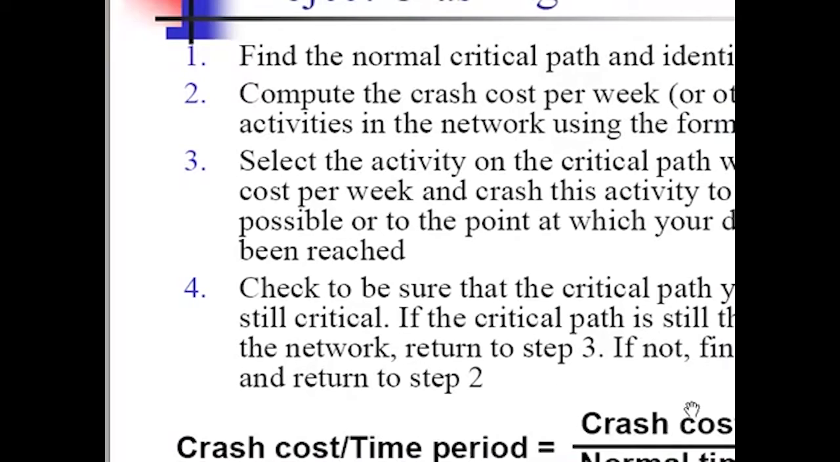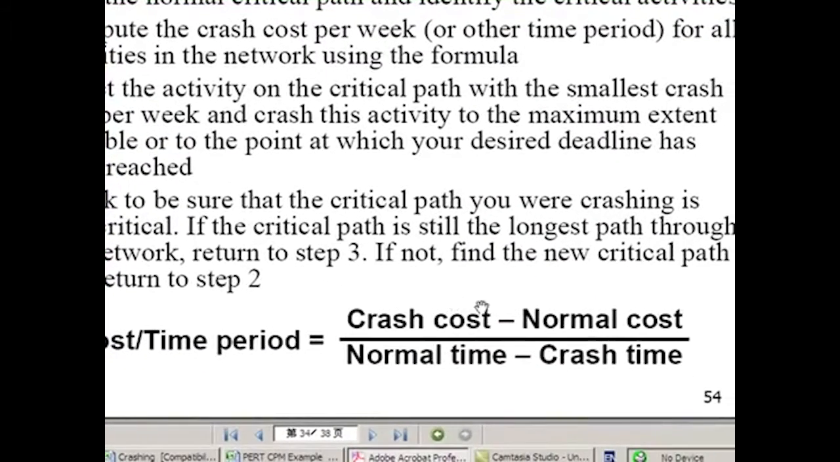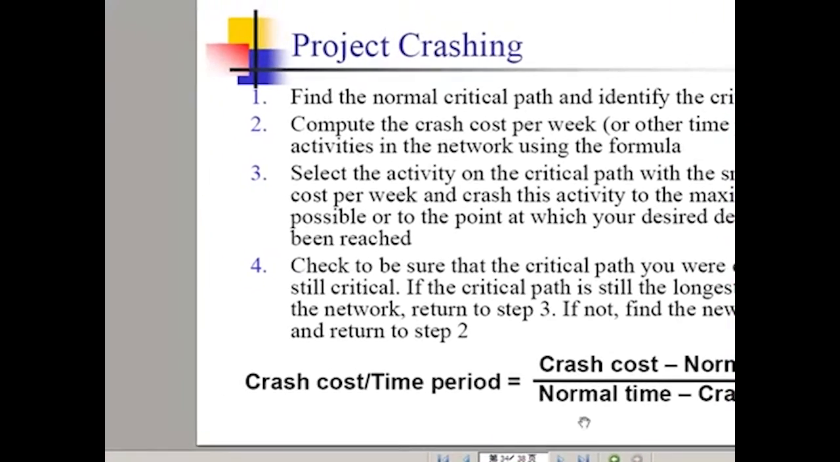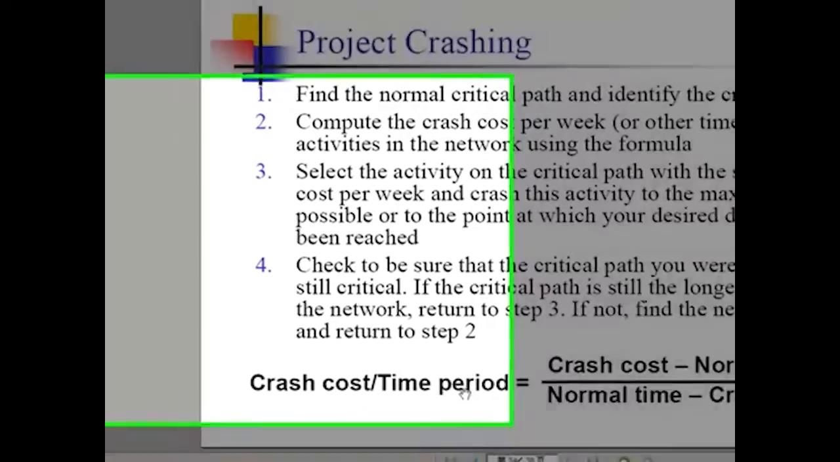First is the crash cost, compared to the normal cost previously, if we don't consider crashing. And with a higher cost, we know the duration is shorter, smaller compared to the duration during normal time. So for each activity, we can first calculate the crash cost per unit of time.